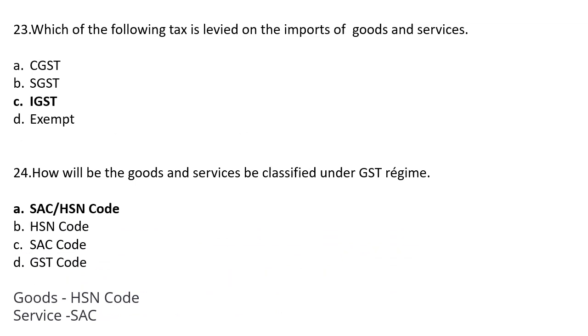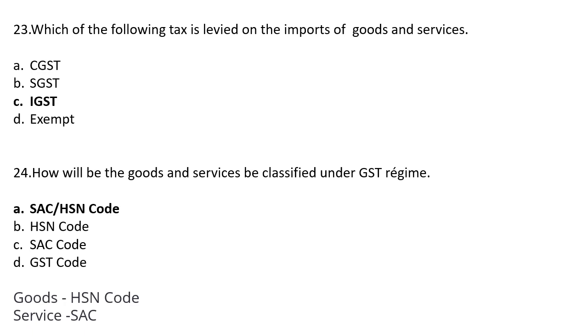Which of the following taxes is levied on the imports of goods and services? Option A, CGST. Option B, SGST. Option C, IGST. Option D, exempted. So here the correct answer is option C, IGST. So on imports of goods and services, IGST will be implemented.